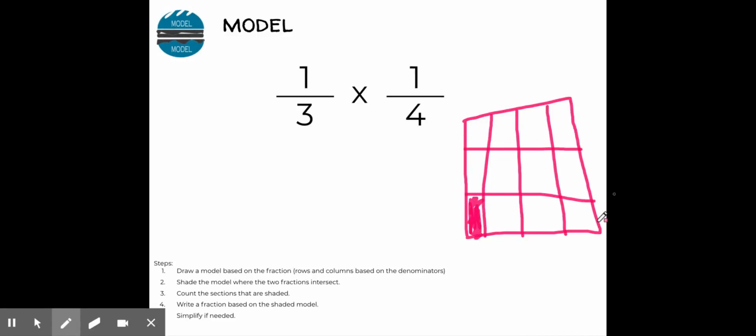I'll count up all my sections. So 1, 2, 3, 4, 5, 6, 7, 8, 9, 10, 11, 12. So my total is 12, and I have 1 shaded. This fraction cannot be simplified, so my answer is 1/12.